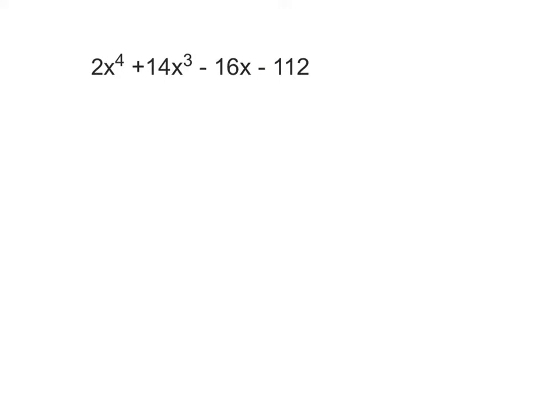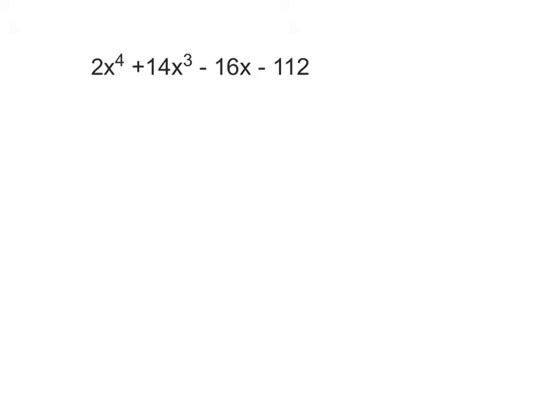So let's go ahead and take a look at this next one. 2x to the fourth plus 14x to the third minus 16x minus 112. Again, do not immediately put a vertical line down. You don't want to do that because if you do, you're missing an important step, which is GCF.